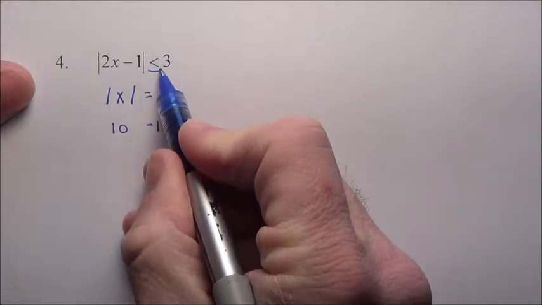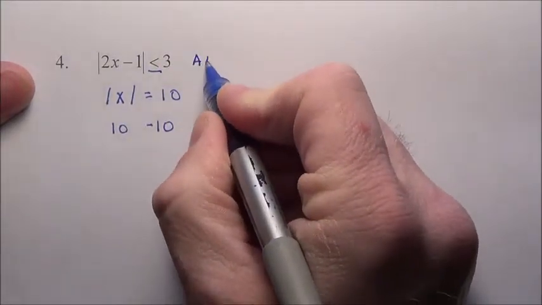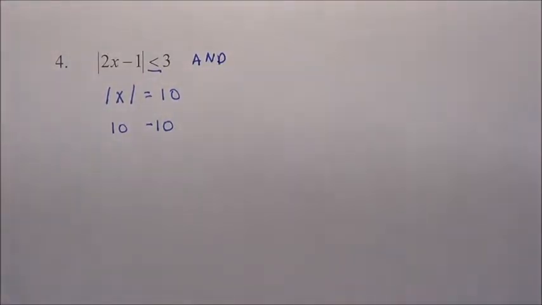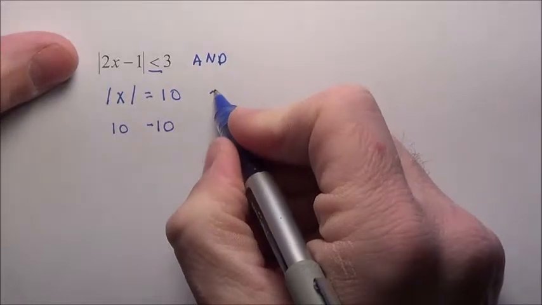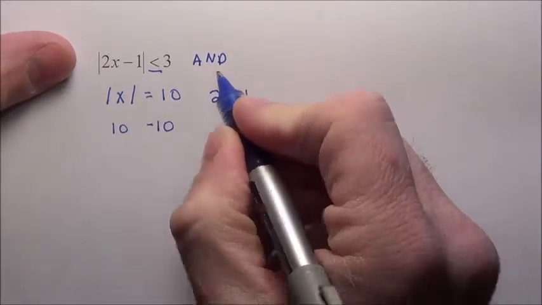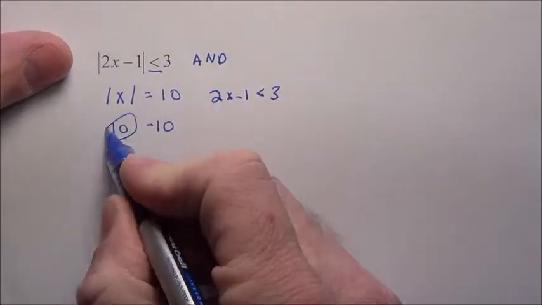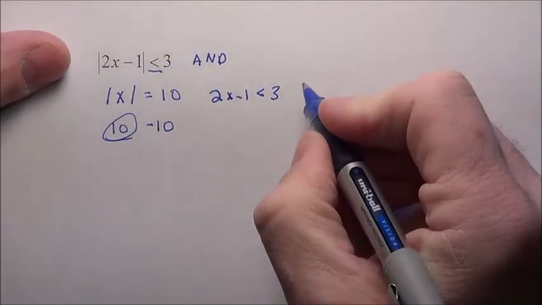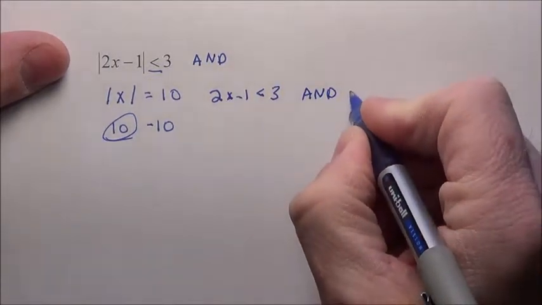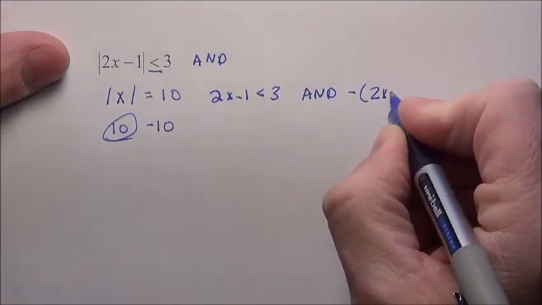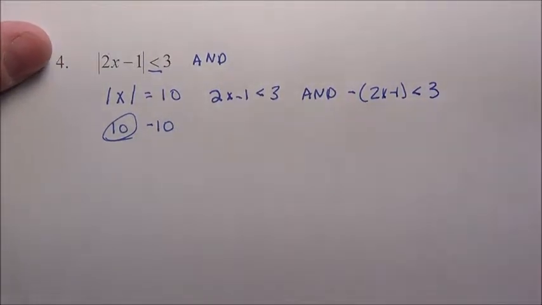Okay, the next thing we've got to look at is this right here. This is the symbol, less than. So this is going to be an and situation. This is going to be an and problem. So we're going to set it up. We're going to take the positive 2x minus 1, just take it as it is. It's got to be less than 3. So I'm considering the positive side, just like with that positive 10 there. And I'm now going to consider the negative piece. The opposite of that 2x minus 1 has to be less than 3.